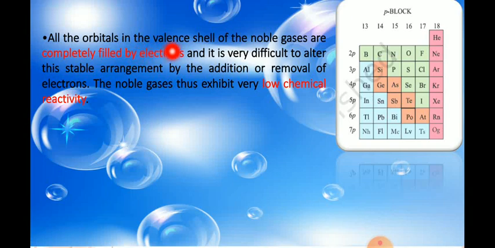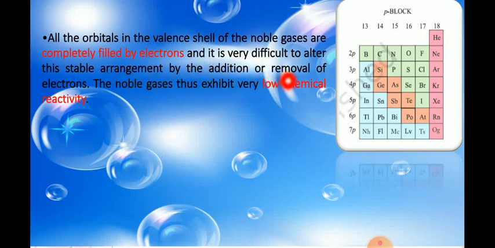All the orbitals in the valence shell of the noble gas, meaning the last group number 18, are completely filled by electrons. Just now we saw that they have ns2 np6. All the p orbitals are completely filled. Therefore, it is very difficult to change that stable electronic arrangement. That is called octet arrangement. About these points I'll tell you in the college.